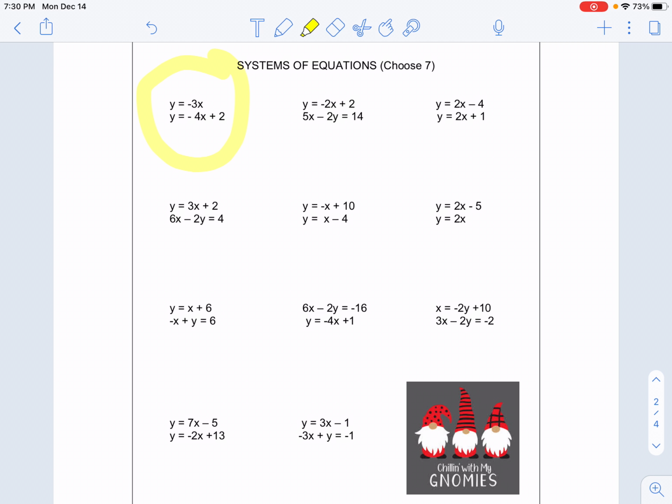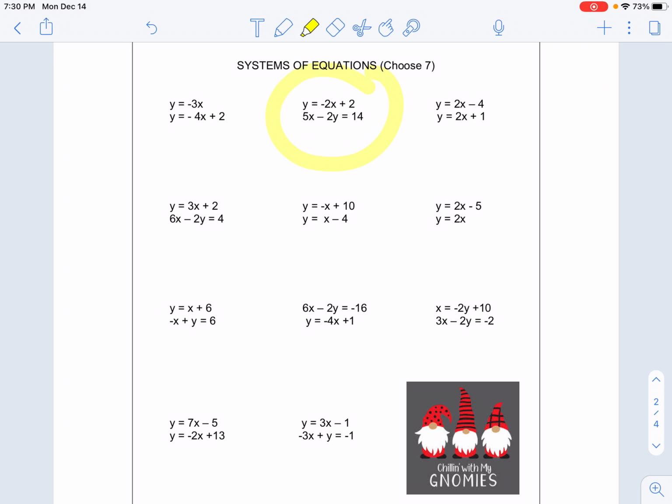Okay? An example where you might want to use substitution method is where one of your equations is set equal to y, and you can plug it into y of the other equation. Okay, so that second one is a good one for substitution.